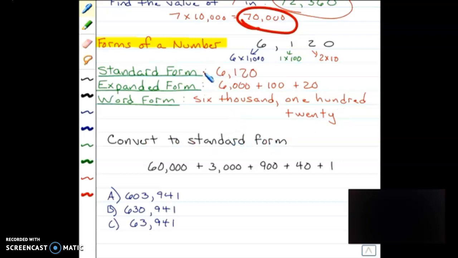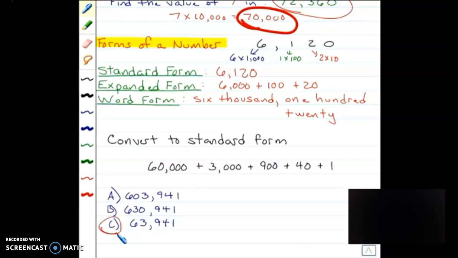Let's see if we can convert a number to standard form. Remember, standard form is the normal version of a number. Here I have a number in expanded form, 60,000 plus 3,000 plus 900 plus 40 plus 1. Which form below would be the standard form of this number? Click on A, B, or C at the bottom of the screen. Good luck.